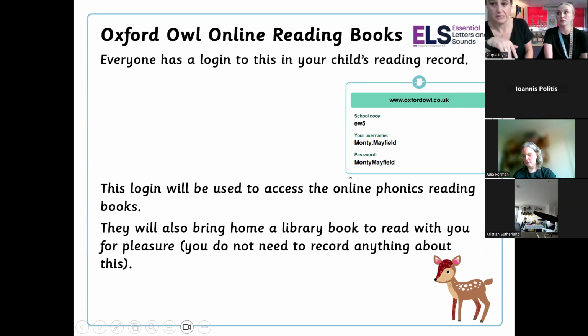We did have to use it last year because we didn't have all of the physical books, but now we do, which is great. But it's completely up to you whether you're using it or not using it.